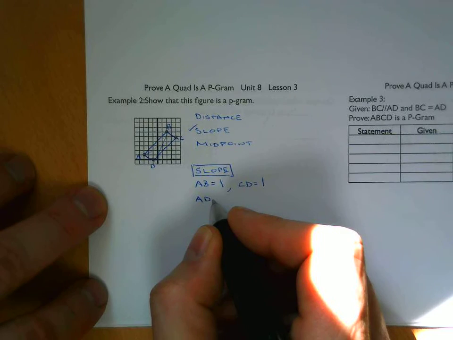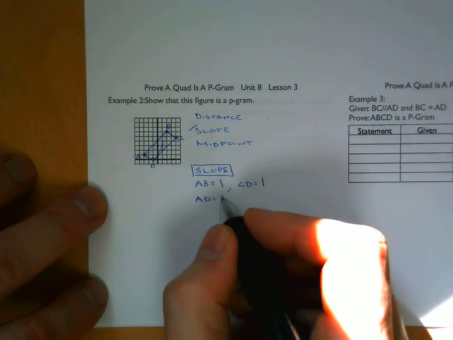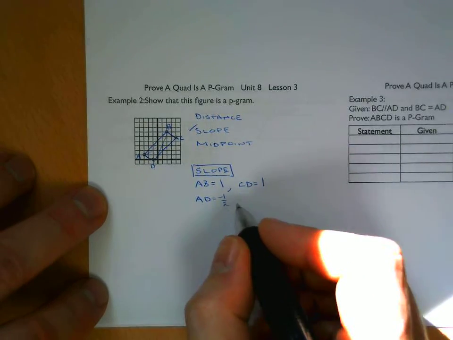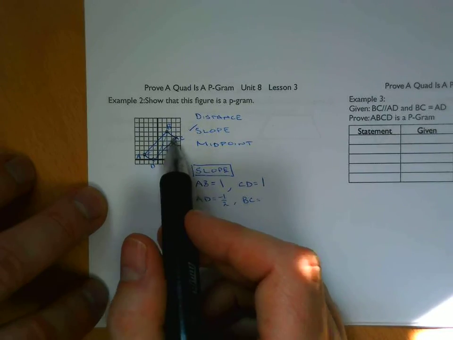So let's compare AD and BC now. AD, down 1 to the right 2. Got a slope of -1/2. And then BC, well, BC, that looks like it's also going to be -1/2.